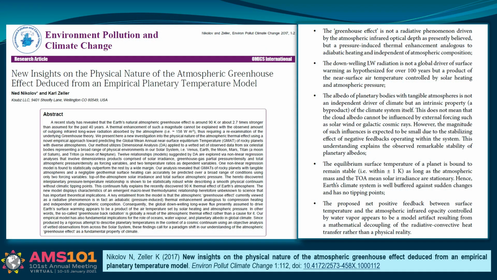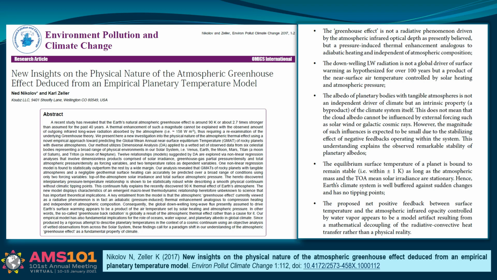The second reason comes from a discovery made by Nikolov and Zeller about the physical nature of the atmospheric thermal effect discussed in this 2017 paper. By applying dimensional analysis to vetted NASA planetary data, Nikolov and Zeller found that the atmospheric thermal effect, or ATE, currently known as the greenhouse effect, is a form of adiabatic heating, also known as compression heating, caused by total air pressure that is independent of atmospheric composition.